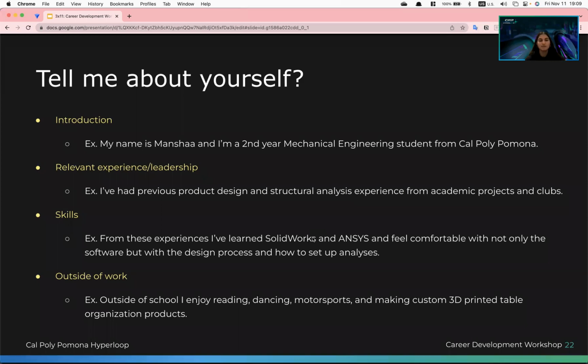And the outside of work one is just to show you have a little bit more personality than just working in school. But specifically here, I mentioned motorsports because that's going to further relate to the racing club I'm part of. Then I also said custom 3D printed parts because that shows I can CAD and 3D print. And then I have an interest in product development, which I personally do have.